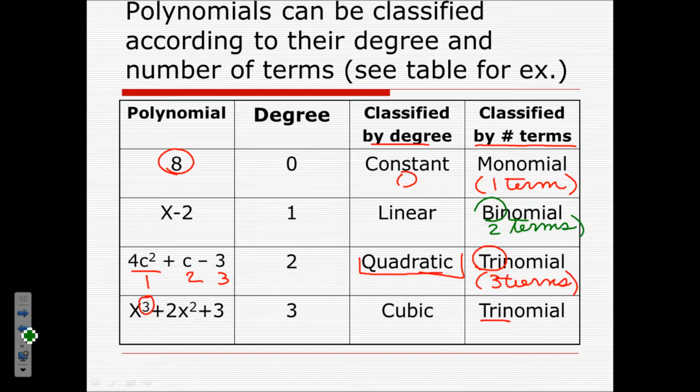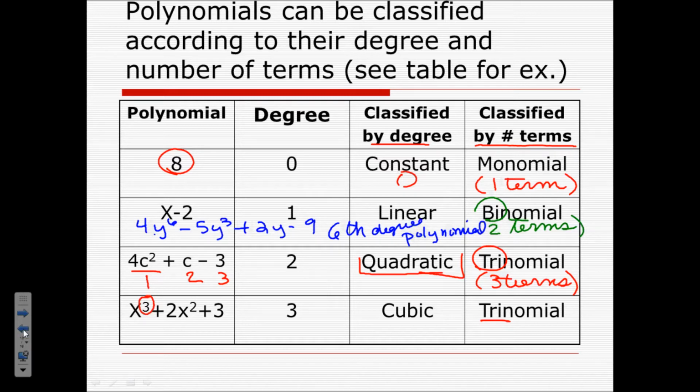We have the example 4y to the 6th minus 5y cubed plus 2y minus 9. This one has 1, 2, 3, 4 terms. Anything above 3 terms we just call a polynomial. And anything above the 4th degree, we call a 4th degree polynomial a quartic, but this one's a 6th degree, so we'll just say it's a 6th degree polynomial.